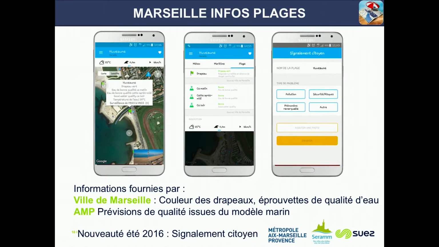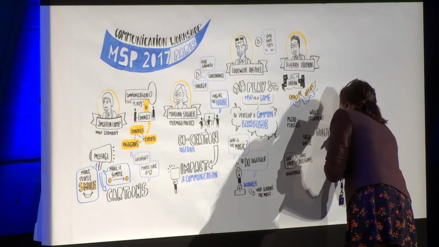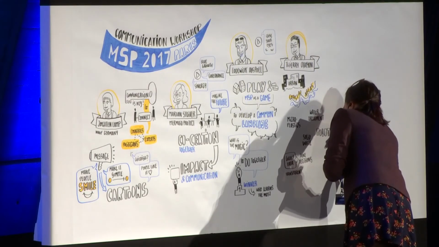Et enfin, quasiment pour terminer, l'idée, c'est de vous dire qu'aujourd'hui, l'application que vous aurez entre les mains si vous la téléchargez, elle vous permettra, si vous êtes un touriste ou un usager marseillais des plages, de savoir si la plage où vous avez décidé d'aller va être ouverte ou fermée, la couleur de son drapeau, la température de l'eau.